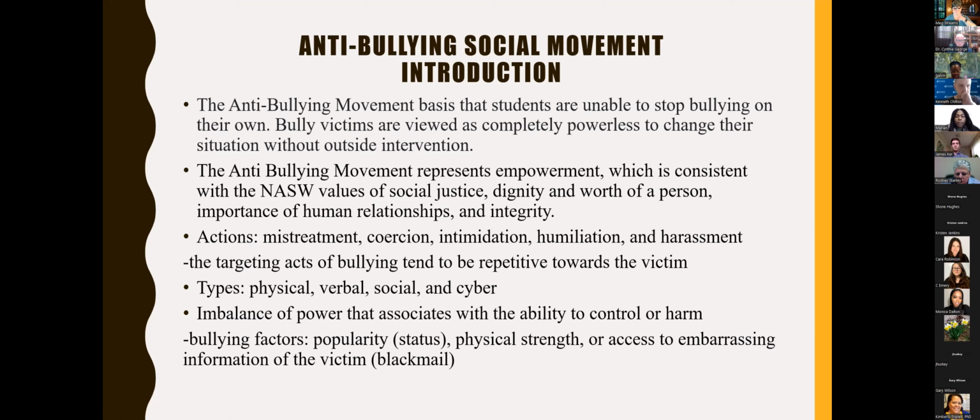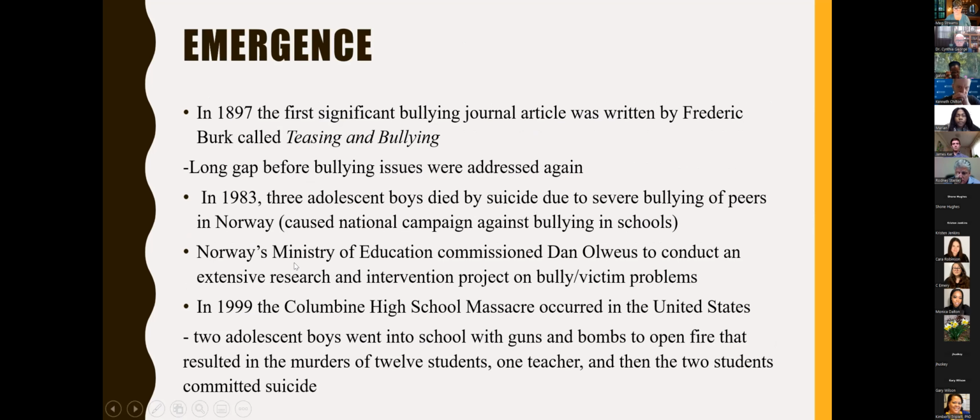So there is an imbalance of power associated with the ability to control or harm. Bullying factors include popularity status, physical strength, or access to embarrassing information of the victim, like blackmail. The emergence is in 1897, when the first significant bullying journal article was written by Frederick Burk. It was called Teasing and Bullying. Then there was a long gap before bullying issues were addressed again.